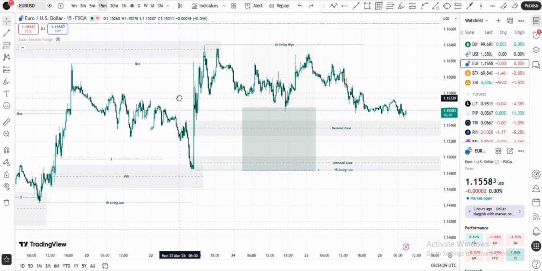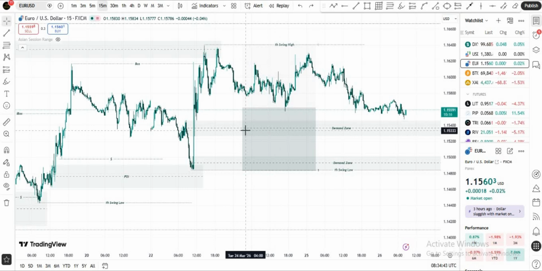So after marking out my structure range and my supply and demand zones, I had to be patient, hold on and see price come down to this point. But what's the point of waiting when you actually understand the internal structure and the fractal structure? That, to me, is how I tend to trade.